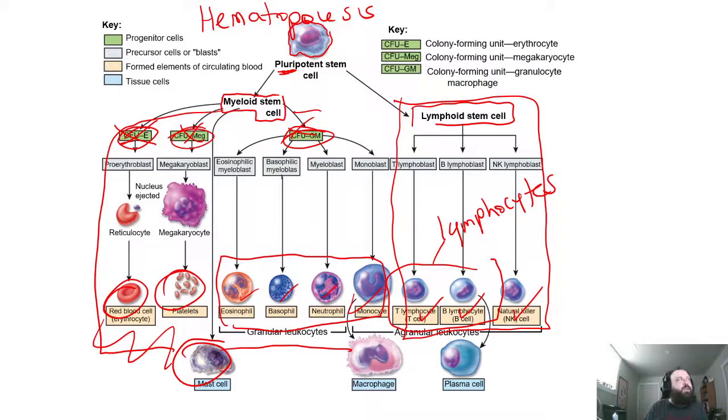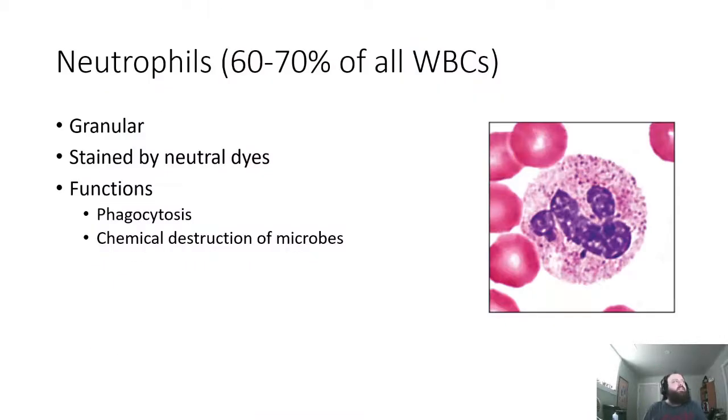So what we're going to do for the remainder of this lecture is give a brief overview of each of these white blood cells and set the stage for the descriptions of what's going to happen in the next couple weeks in this course. So let's start with the most abundant of all white blood cells, which are the neutrophils. 60 to 70% of your white blood cells are neutrophils.